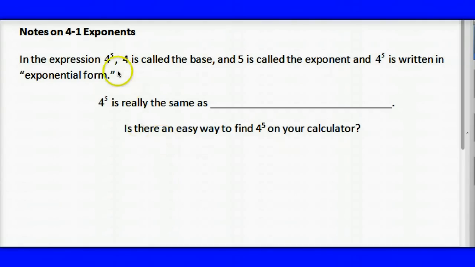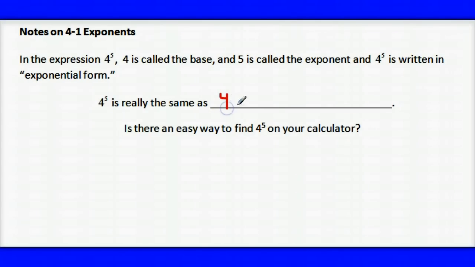So here we see we have an expression, 4 to the 5th power. This little raised number here is often referred to as a power. The larger number is referred to as the base, and the 5 is referred to as a power or the exponent. And this is written in exponential form. What 4 to the 5th power really means is 4 being multiplied by itself a total of 5 times. So 4 to the 5th power is really 4 times 4 times 4 times 4 times 4.